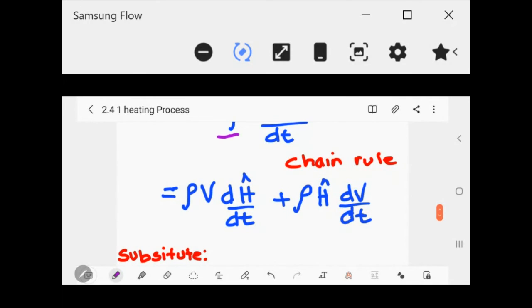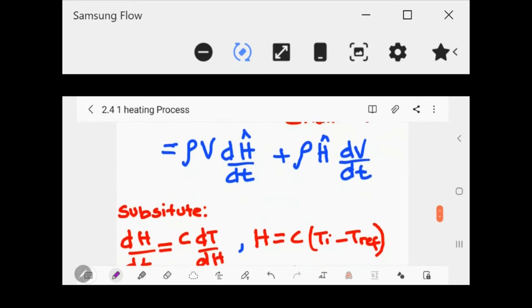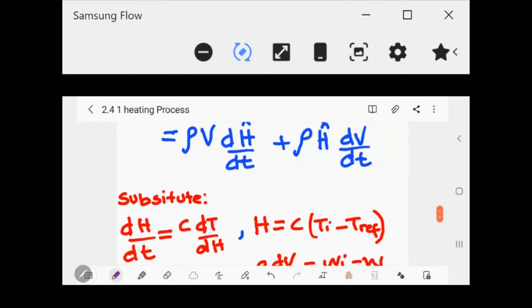Once we've done that, we can now further substitute. As you can see, we still don't have temperature as part of our accumulation term. So we just need to do more substitutions to the enthalpy. Remember that the change in enthalpy with time is C dT over dt, and so we will put that in there. Let's just substitute. This is what we're going to do.